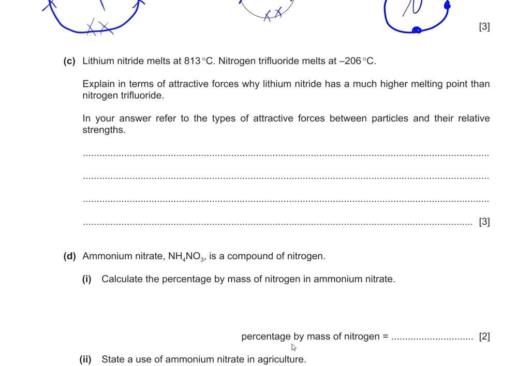So we're gonna say that the lithium nitride has ionic bonds, while the NF3, which is the nitrogen trifluoride, has covalent bonds.